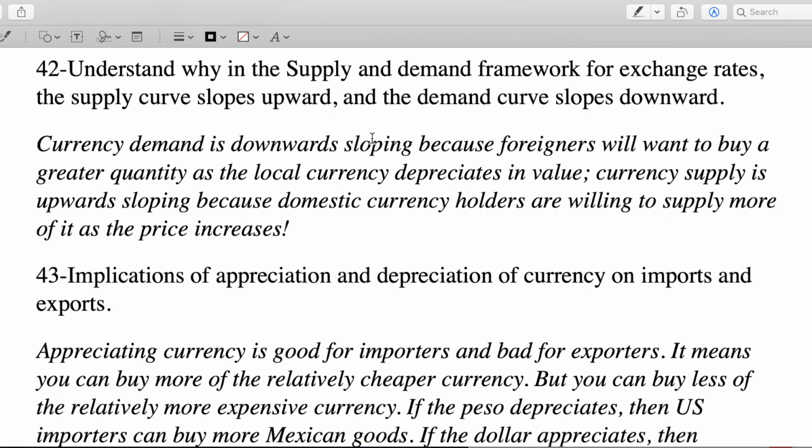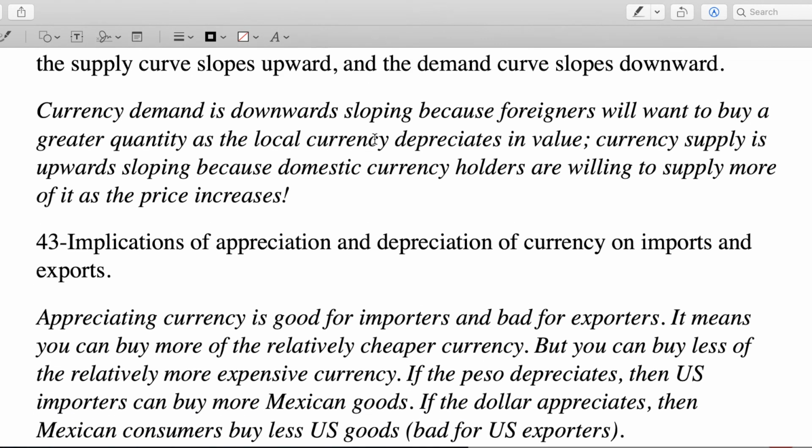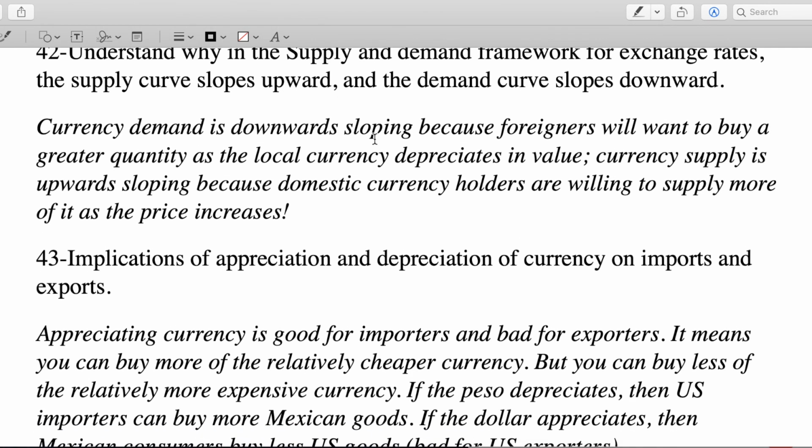So understand why in the demand and supply framework for exchange rates, the supply curve slopes upward, the demand curve slopes downward. Well, currency demand is downward sloping because foreigners want to buy a greater quantity as the local currency depreciates in value. Currency supply is upward sloping because domestic currency holders are willing to supply more of it as the price increases.